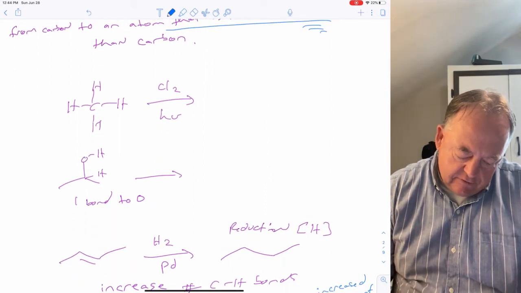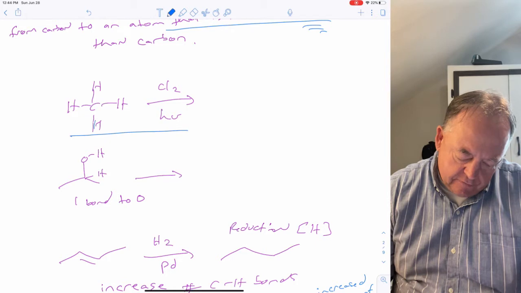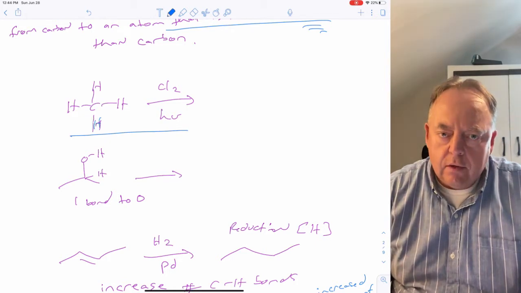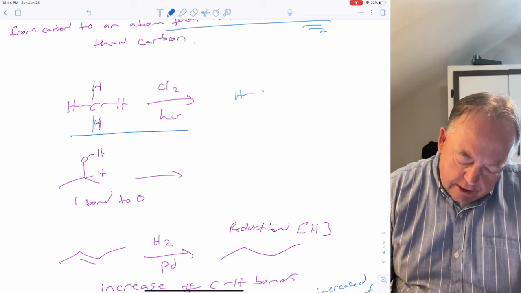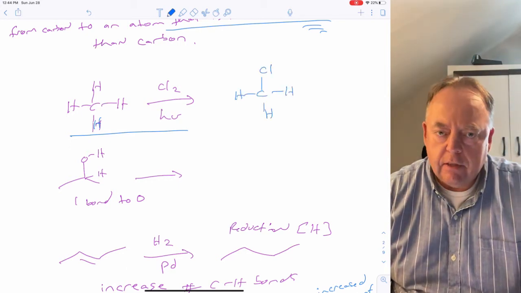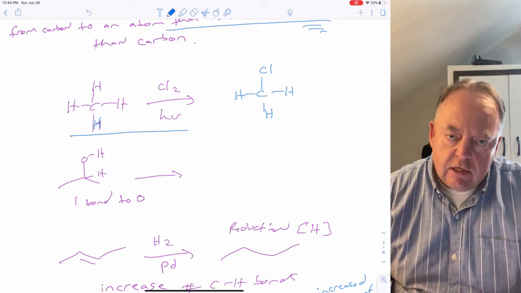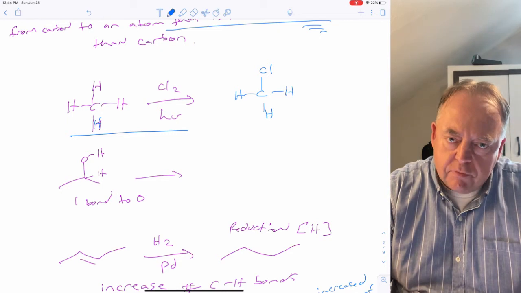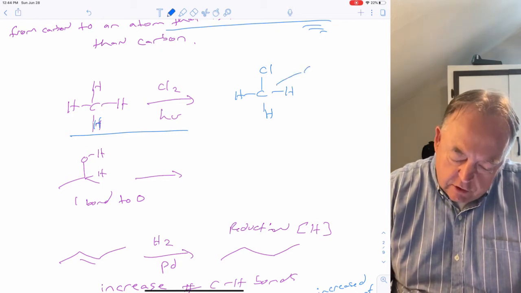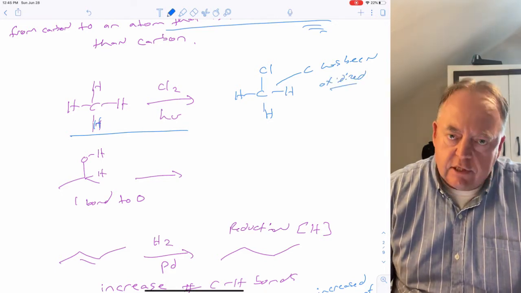So this is a reaction from organic 1. If you take CH4 and do a free radical chlorination, if you remember what happens in this reaction, you lose a hydrogen from the molecule and you pick up a chlorine. So you increase the number of bonds from carbon to something more electronegative than carbon, since chlorine is more electronegative than carbon. So the carbon has been oxidized. So this is an oxidation reaction.